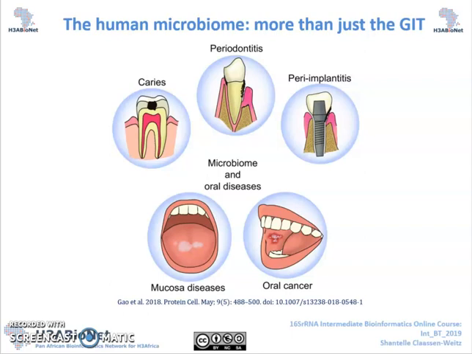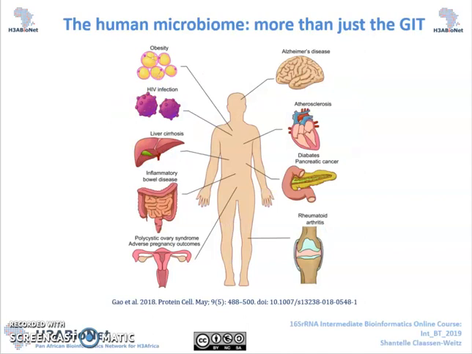In addition to the different oral diseases such as caries and periodontitis, the oral microbiome has also been associated with systemic diseases. For example, oral microbial dysbiosis has also been associated with gastrointestinal system diseases like inflammatory bowel disease, liver cirrhosis, pancreatic cancer, nervous system diseases like Alzheimer's disease, endocrine system diseases like diabetes, adverse pregnancy outcomes, obesity, and polycystic ovaries syndrome, immune system diseases like rheumatoid arthritis and HIV infection, as well as cardiovascular system diseases.